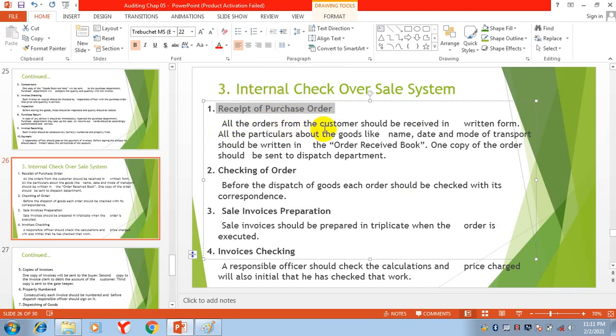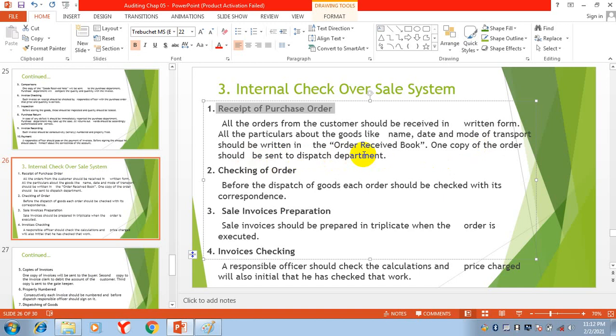All the orders from the customers should be received in written form. Keep in mind, it will be in written form. All the particulars about the goods, like name of the good, date, and mode of transport, should be written in the order received book. There will be a separate book called the order received book. In that book, there will be the name of the item, the date, and how these will be transported. One copy of the order should be sent to the dispatch department.